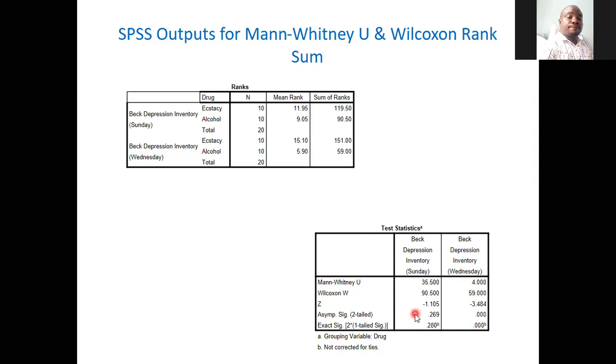Look at the p-value for Sunday, it is 0.269. It's not significant. So on Sunday, there's not much difference in the depression between the two groups, the drug users and alcohol users. But on Wednesday, there's a significant difference. I don't know if there's any other question.